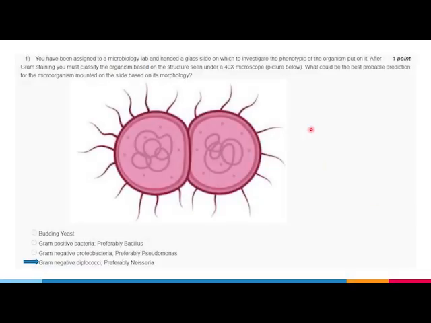So answering the question: you have been assigned a microbiology lab slide with a phenotype of organism, and you gram stain it and look at it under 40x. What is the best probable prediction? So your best probable prediction is gram-negative diplococci, preferably Neisseria, that is a guess. But essentially your answer is gram-negative diplococci. Does anyone have anything to ask regarding this? But we can move on.